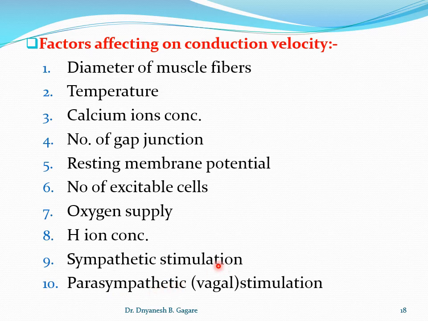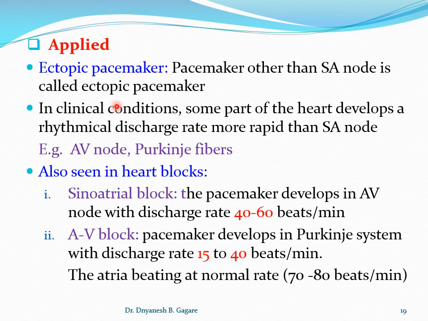Parasympathetic stimulation decreases velocity and sympathetic stimulation increases velocity of conduction. So like this, these are the factors affecting the conduction velocity of cardiac impulse. Okay, students. Next slide, and the last slide on the applied part.